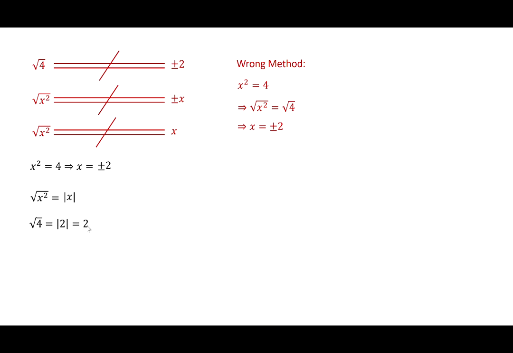So what is the key to remember here? Square root of x squared is absolute value of x, and square root of 4 is equal to 2. Just 2, not plus or minus 2.